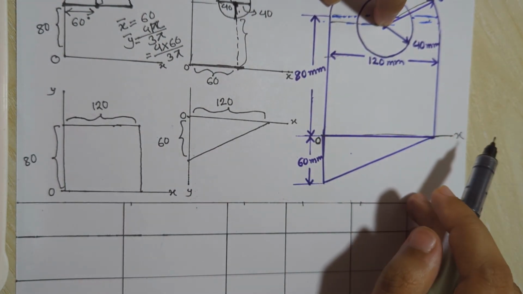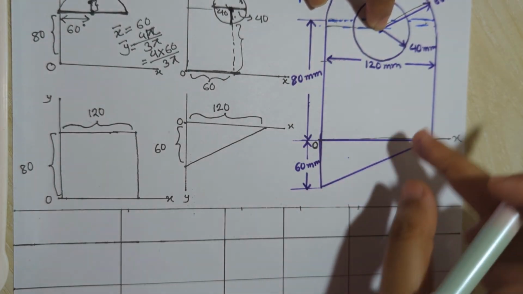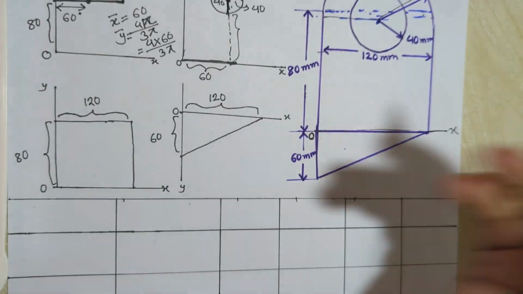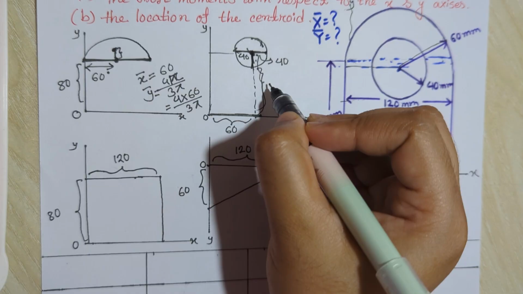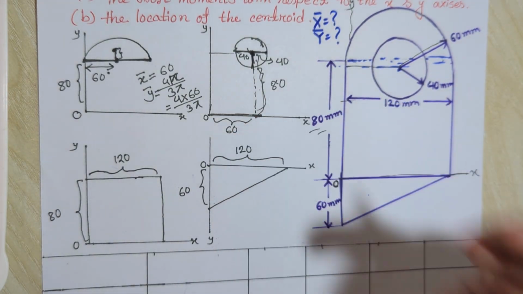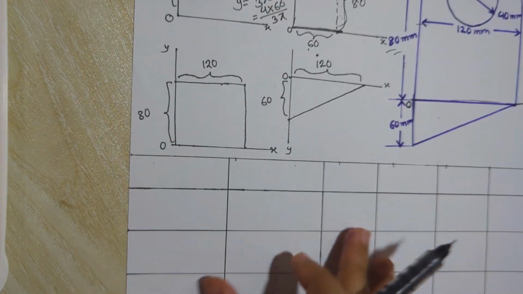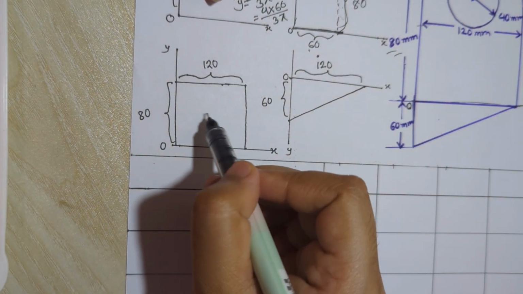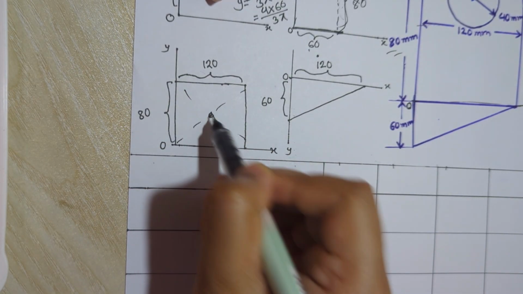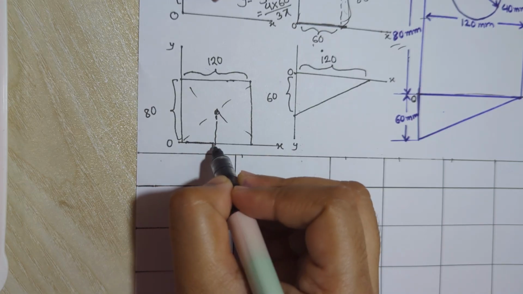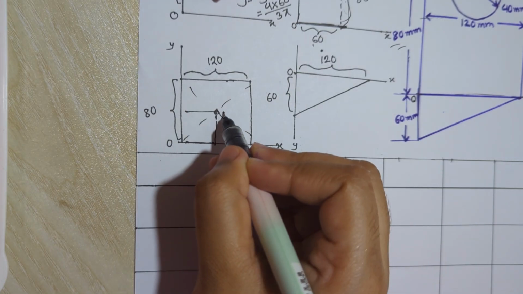The distance from the circle center and from the origin, the distance between these 2 points is 60 millimeter. So our total distance will be, sorry, 80 millimeter. So our x bar will be 60 and y bar will be 80 for this circle. And if we see this rectangle, this will be at the middle portion, means half of the width, half of the height. Then we find out the centroid.